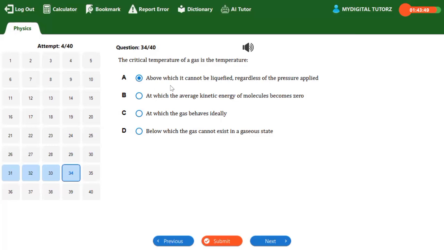So before we move on, what is the critical temperature of a gas? It is the highest temperature at which the gas cannot be converted into liquid, that is liquefied, by pressure alone. So above this temperature, no matter how much pressure you apply, the gas cannot be converted into liquid. So that is why the correct answer here is option A. I hope this is understood.